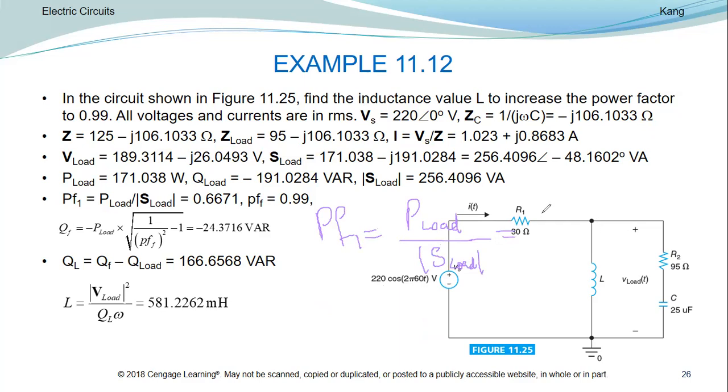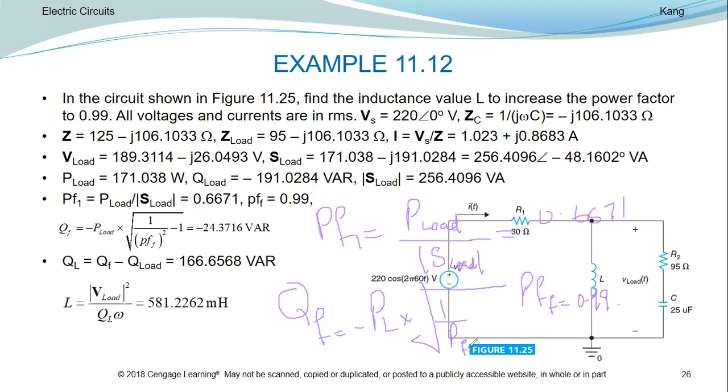So this value will be equal to 0.6671. Yes, after dividing, this is the value. Now PFF, this value equals 0.99. So I have to find the QF. The QF formula is minus P load multiplied by the whole under root 1 divided by PFF square minus 1.